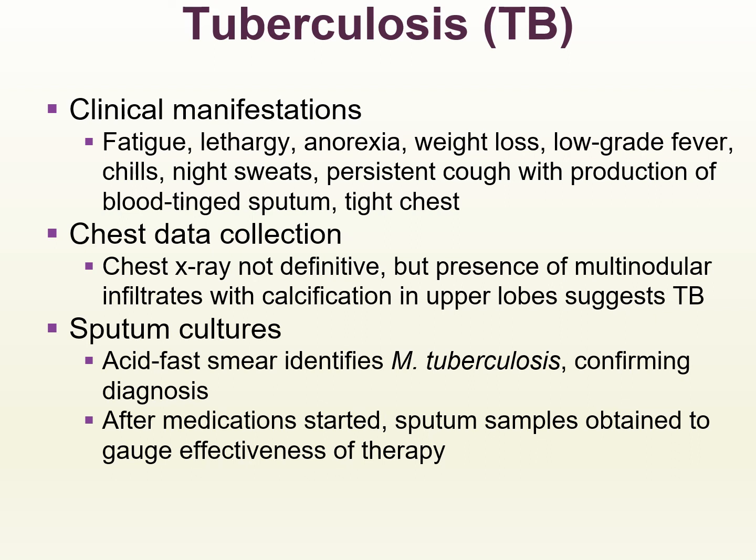Now, the chest x-ray is not definitive. A lot of times chest x-rays will be done because somebody tests positive on a TST and will do chest x-ray to actually rule out the disease. However, if tubercles or those multinodular infiltrates with calcification are seen in the upper lobes, then it does suggest the TB. We can also do a sputum culture.